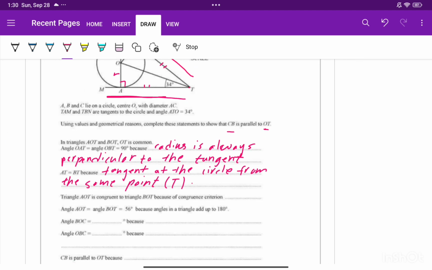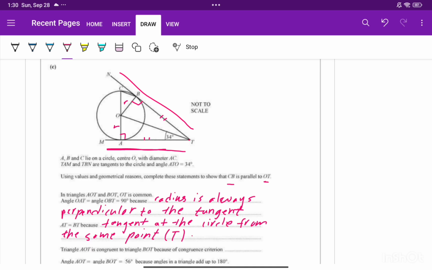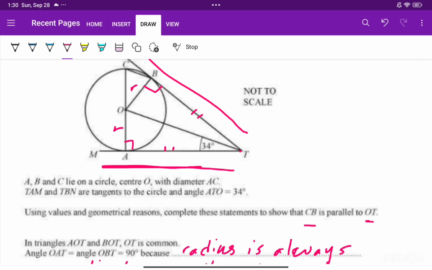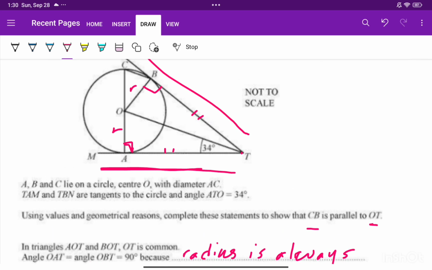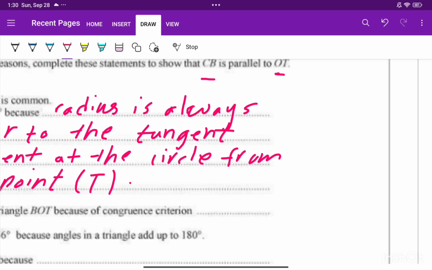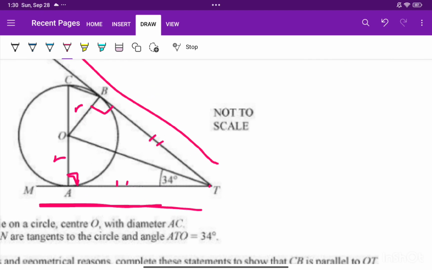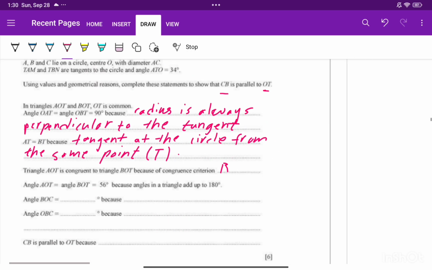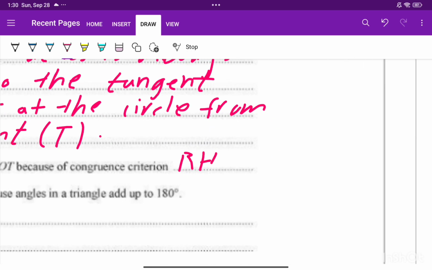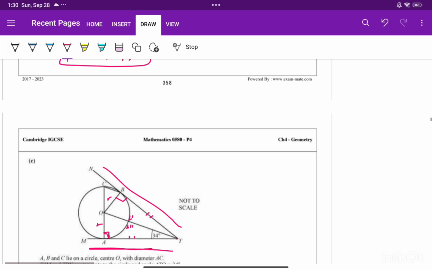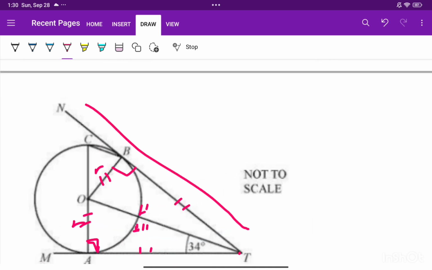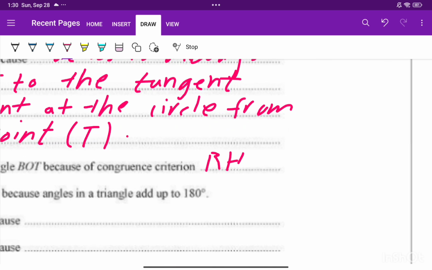Triangle AOT is congruent to triangle BOT because of, so we will write, this is a right angle, so R, and the hypotenuse in both is the same because both use the same line, so we will write H, and the sides are equal. These both sides are equal because they are radii, so we will write S. R, H, S.